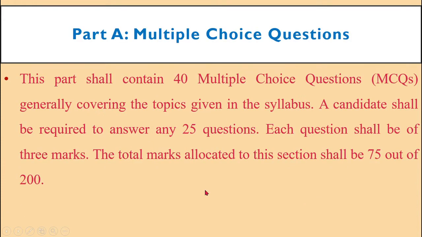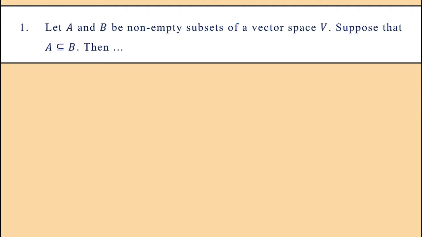Generally, for the NET examination, there is a part A containing multiple choice questions. There are 40 multiple choice questions, out of which a candidate shall be required to answer any 25 questions. Each question shall be of 3 marks and the total marks allotted to this section shall be 75 out of 200 marks. Out of these 40 questions, there are 7 to 8 questions on linear algebra. We are going to start the questions.